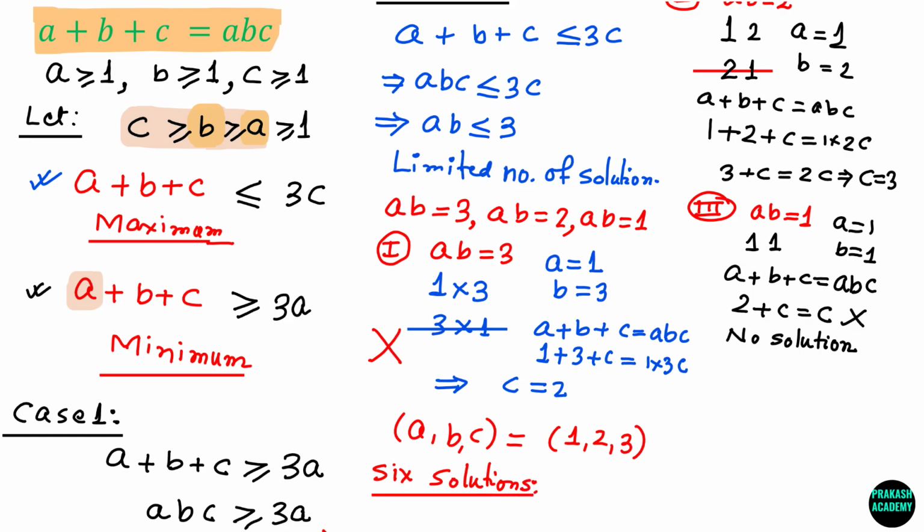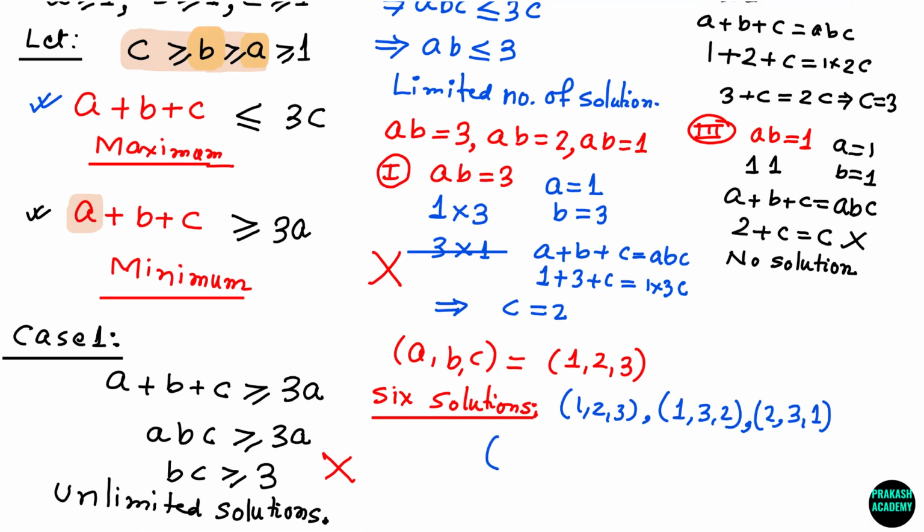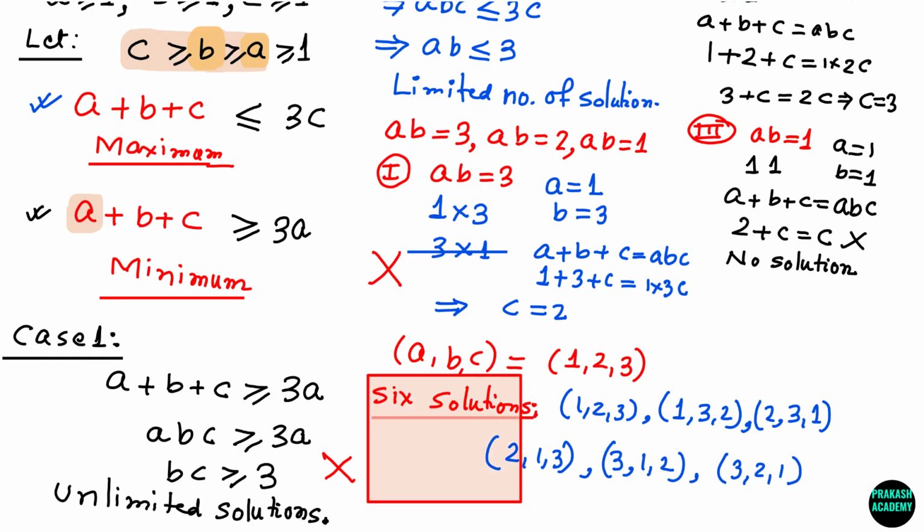So they will be 1, 2, 3. Change the order: 1, 3, 2. And then keep 2 at first position: 2, 3, 1. Change the order: 2, 1, 3. And then keep 3 at first position: 3, 1, 2. And you can have 3, 2, 1. So there are 6 solutions that are possible in this case.